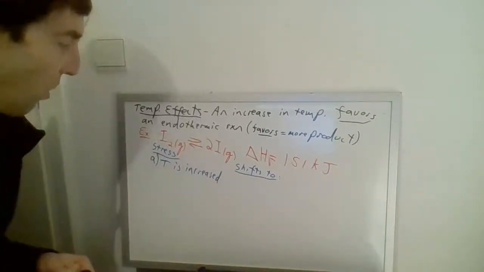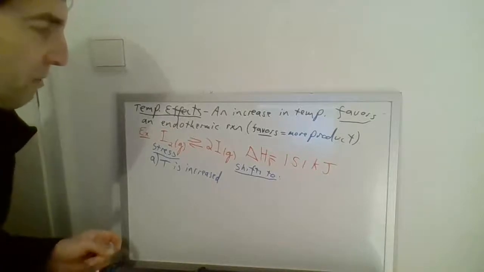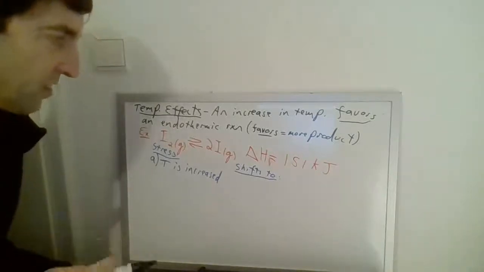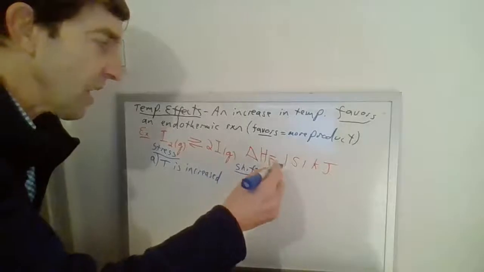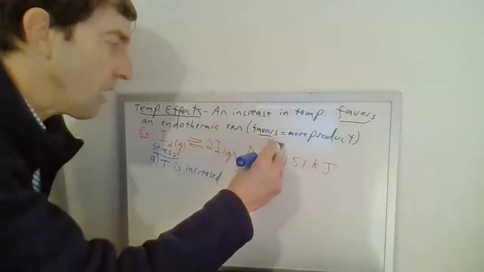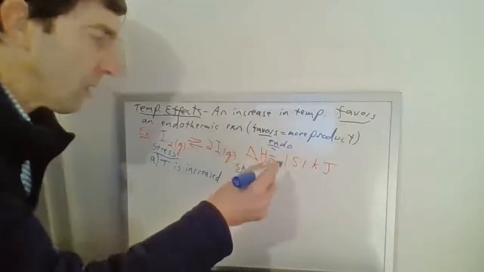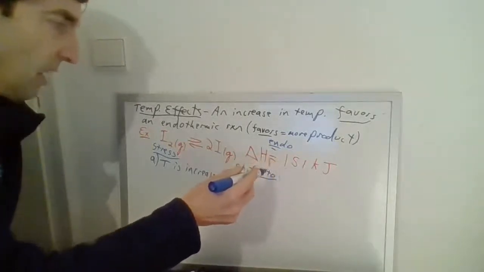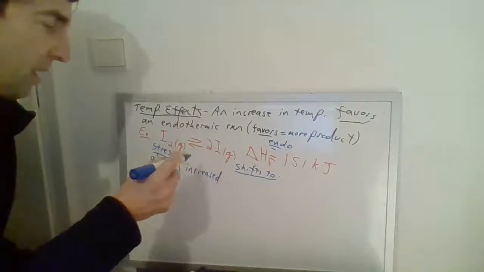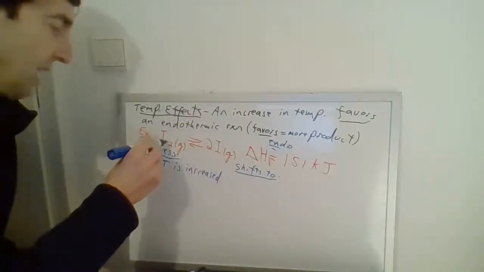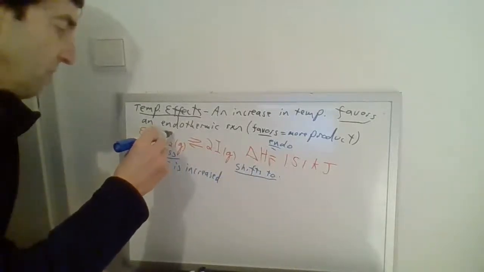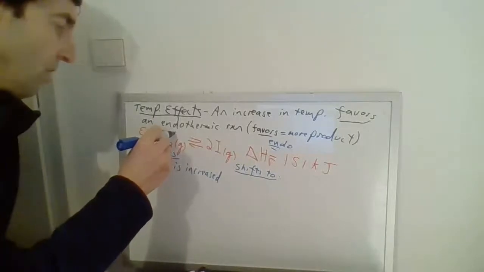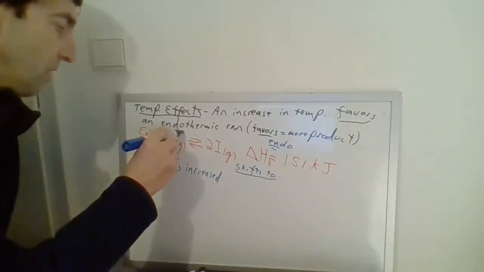Okay, no. So let me see if I can help you think about this. If I agree this is endothermic, what that means is I could write this into the equation, couldn't I? And if I wrote it in, I would write it on the reactant side. So I would say I2 gas plus 151 kilojoules. Sorry, I got to write small.